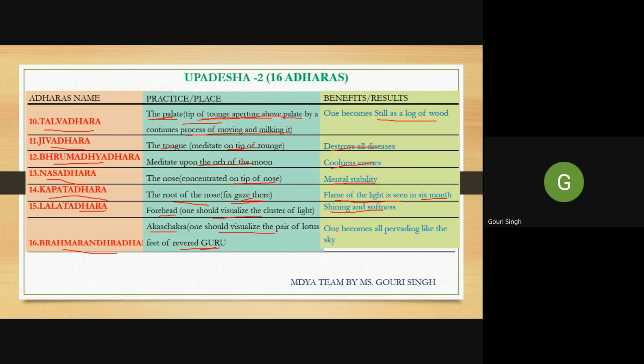Then what is the benefit? One becomes all-pervading like the sky. The sky's qualities are spread everywhere, so the same qualities will be gained by that sadhak or yogi, who can pervade all over the world. That is the benefit if one meditates on the Brahmarandra Adhara.